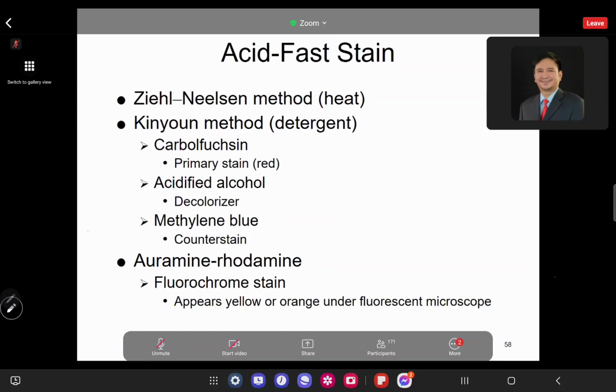Let's jump into the acid-fast stain. We have two: the Ziehl-Neelsen, that's the heat or hot method, and the Kinyoun, which makes use of a detergent. While we have a fluorescence-based method, that's the auramine-rhodamine technique. Let's start with the Ziehl-Neelsen method. It uses heat to allow the stain to penetrate the waxy cell wall so it could destroy the mycolic acid. Same with the detergent in the Kinyoun. It will eliminate the mycolic acid.